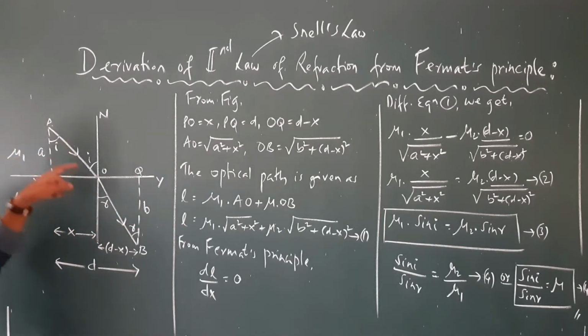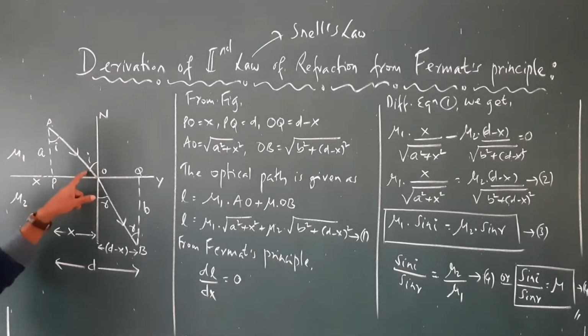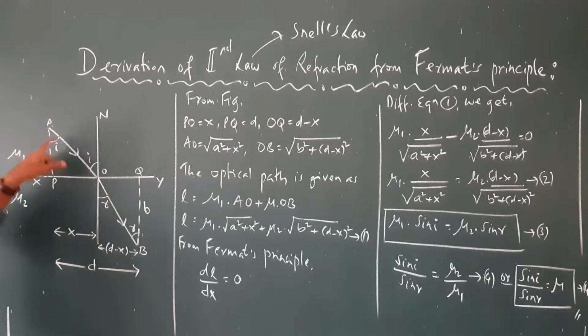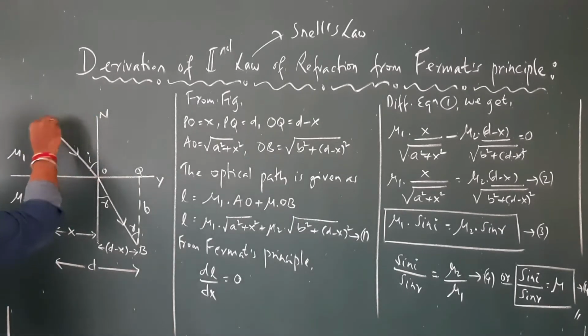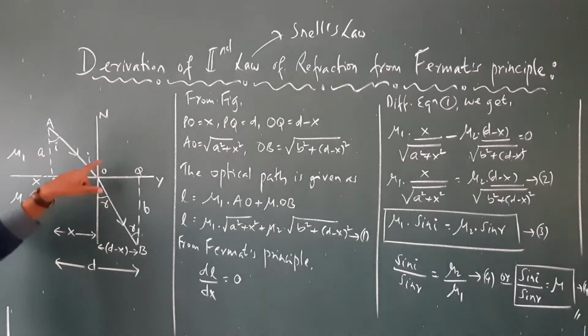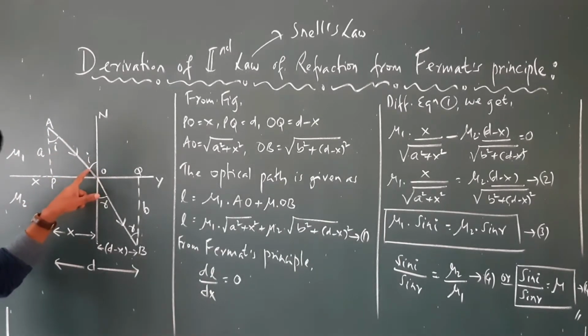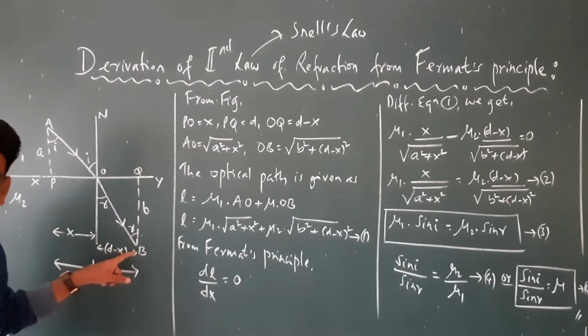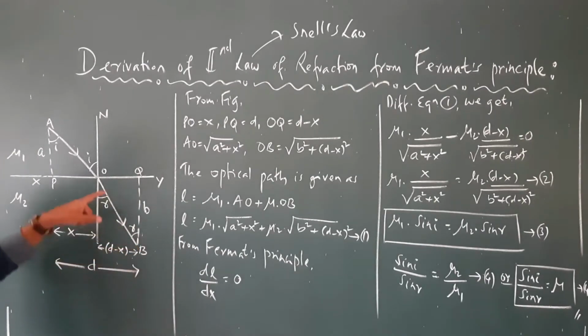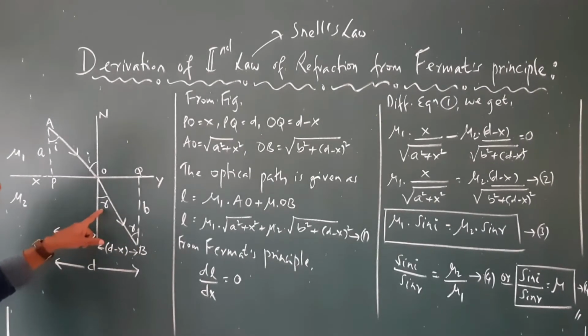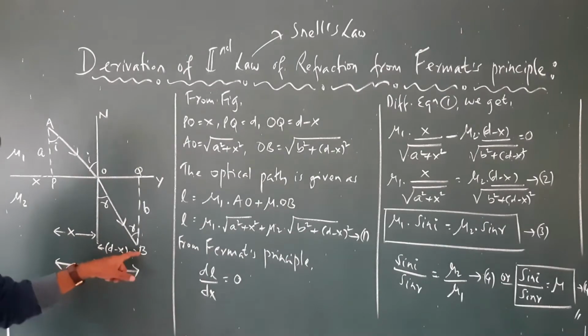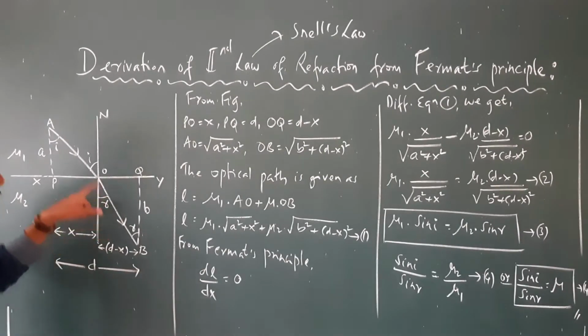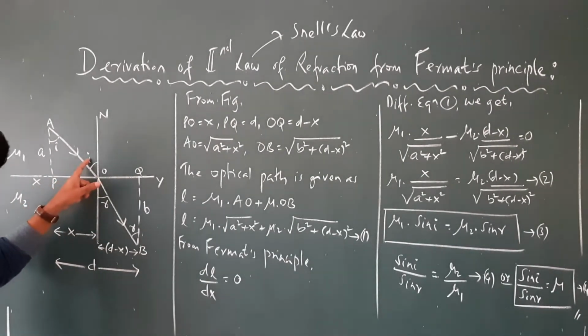We have an incident ray AO. AO is the incident ray which makes an angle i with respect to the normal ON. OB is the refracted ray, which makes an angle r with respect to the normal. r is the angle of refraction, i is the angle of incidence.